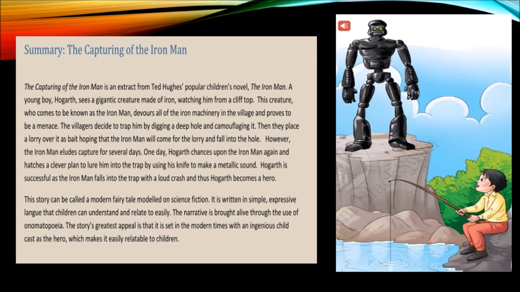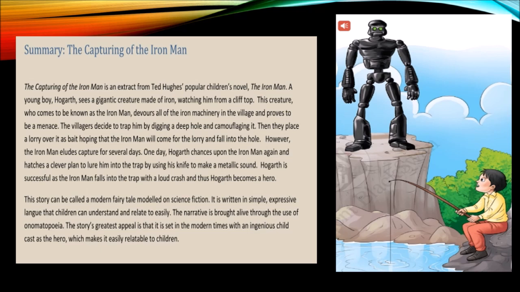The villagers decided to trap him by digging a deep hole and camouflaging it. Then they place a lorry over it as a bait, hoping that the Iron Man will come for the lorry and fall into the hole. However, the Iron Man eludes capture for several days.